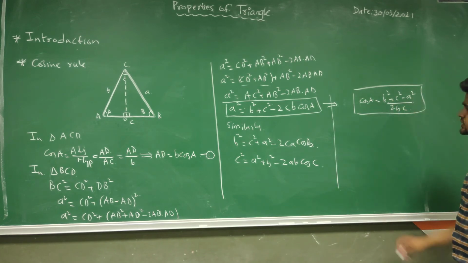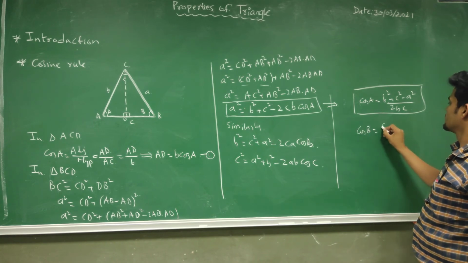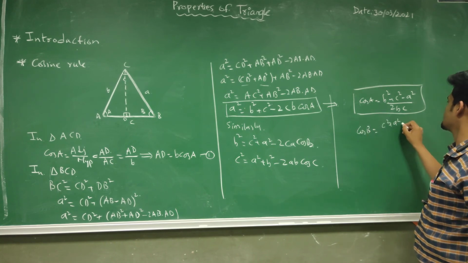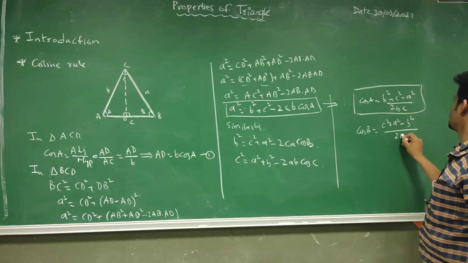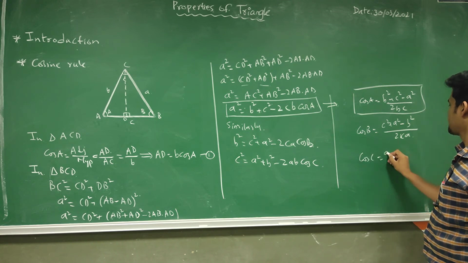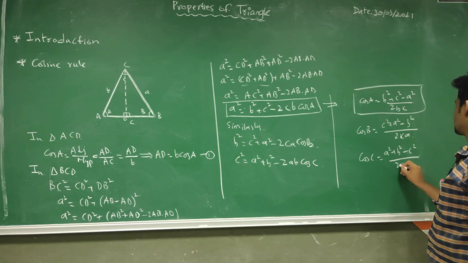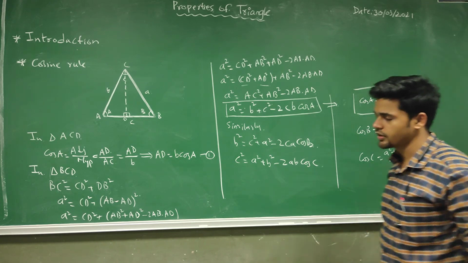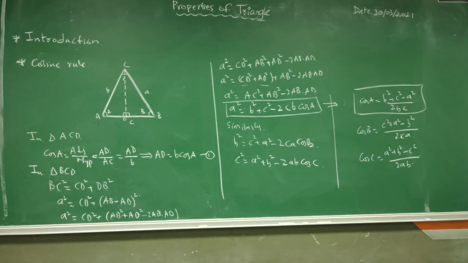by 2BC. Similarly, I can find cos B is equal to C square plus A square minus B square by 2CA, and similarly cos C will be A square plus B square minus C square by 2AB. Okay, so just note it down and we will solve one, two, three problems.